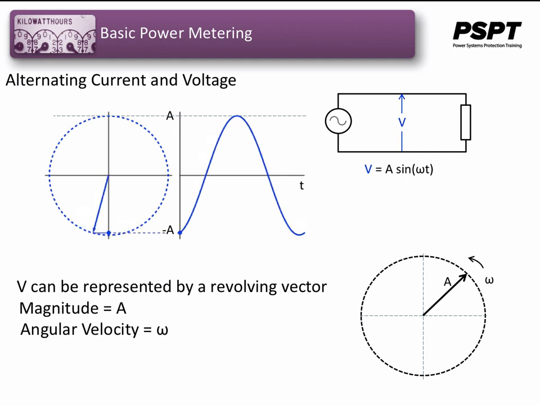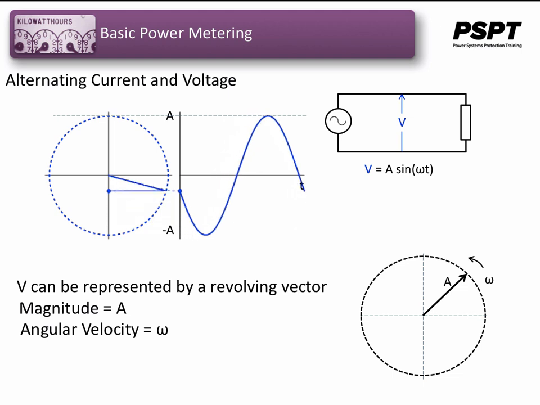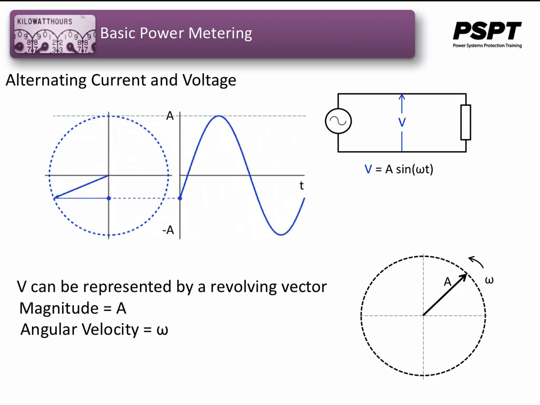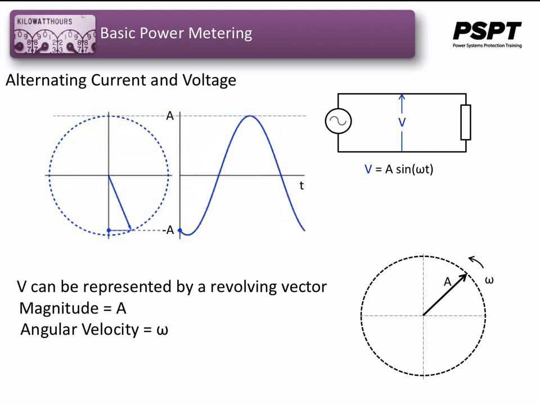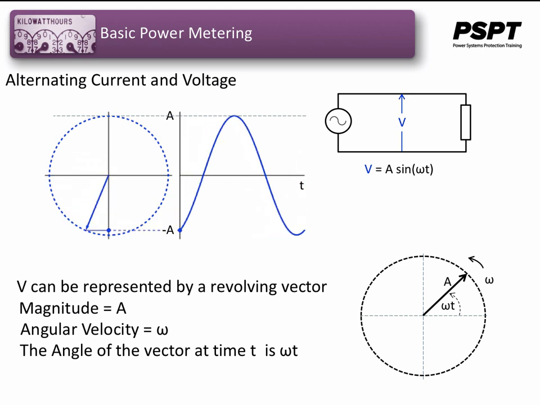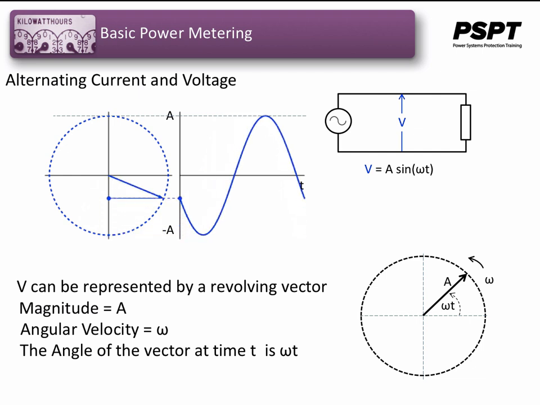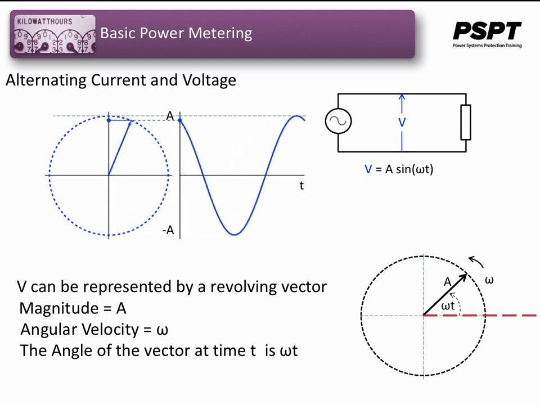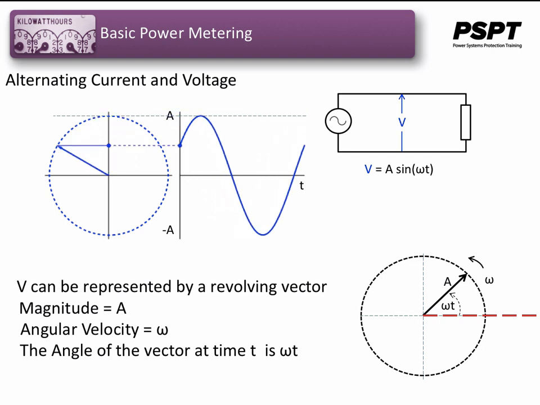Its angular velocity is omega, and omega is in degrees per second. You could also describe it as 60 cycles a second, but in this case we're just talking about angular velocity in degrees per second, such that the angle of the vector at any particular time is given by the product of the angular velocity times time. So if the angular velocity is so many degrees per second and we multiply it by a number of seconds, it will come out to a value in degrees, and that will be the angle that the vector forms with the horizontal.